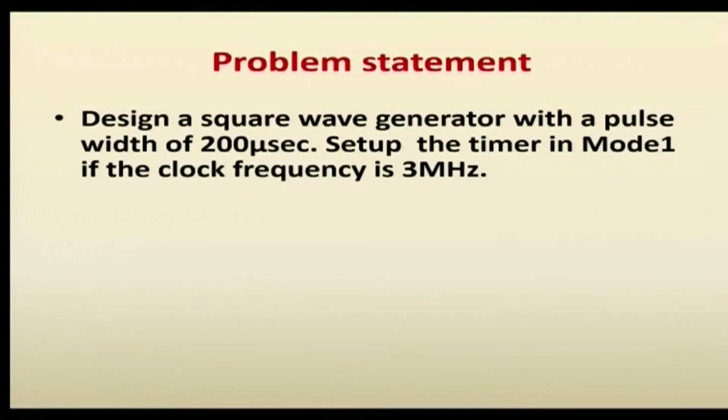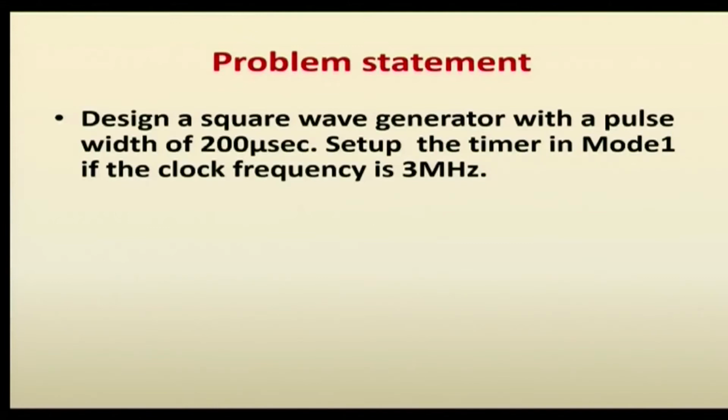Take 200 microseconds as the pulse width for the square wave. Which mode do we have to select? Automatically we select mode 1, because mode 1 automatically reloads and generates the square wave pulse. Then the clock pulse is generated based on the system clock. The system operating frequency is 3 megahertz. So, we take mode 1 with 3 megahertz, and we want to generate 200 microseconds as the pulse width. For that, first we have to calculate the clock period.